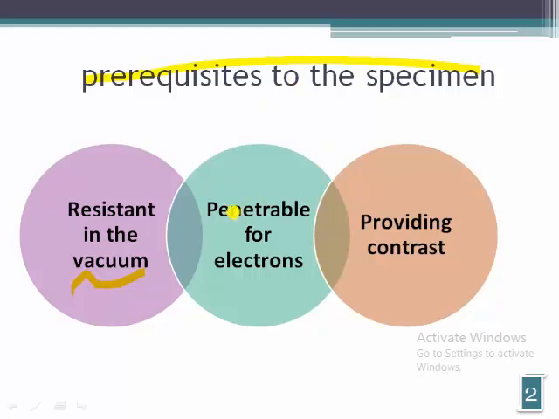Then, it should be penetrable for electrons. Obviously, this is a type of electron microscope. So whatever sample we select, it should be penetrable for electrons and provide contrast. This we will see in much more detail, meaning it will produce a bright image. Whatever sample we have, it should be able to produce a bright image. But for that we require the lens, we require the TEM grid. It will be done by the other part.